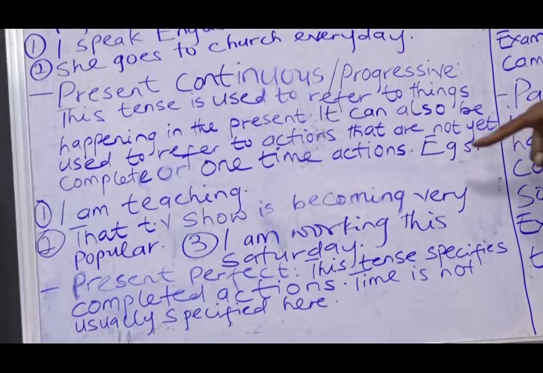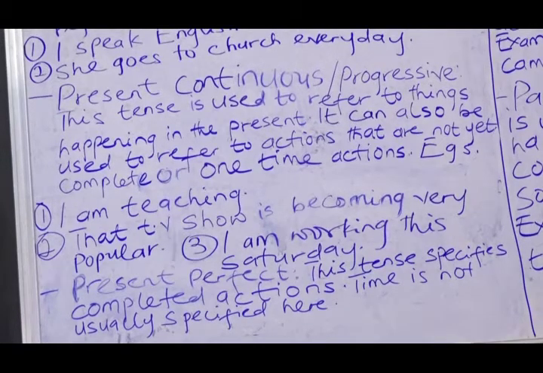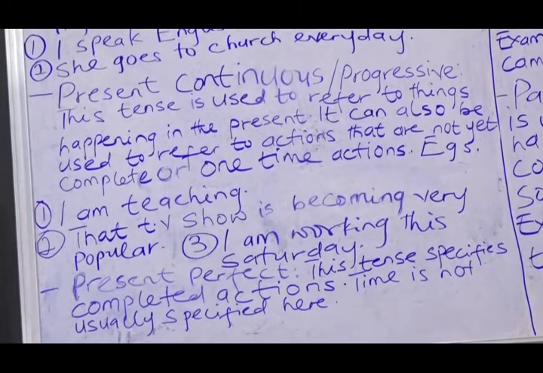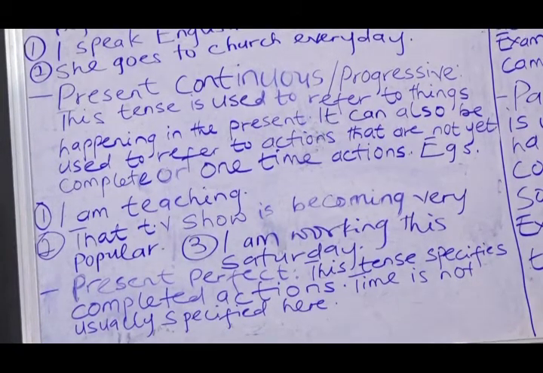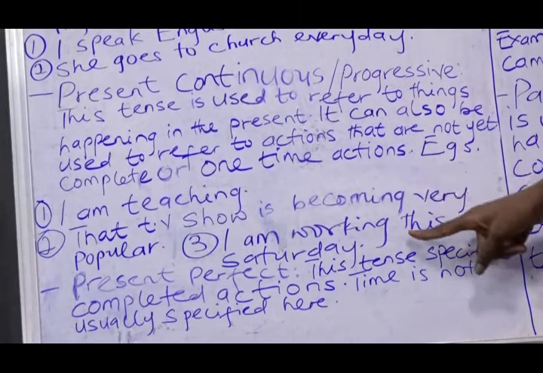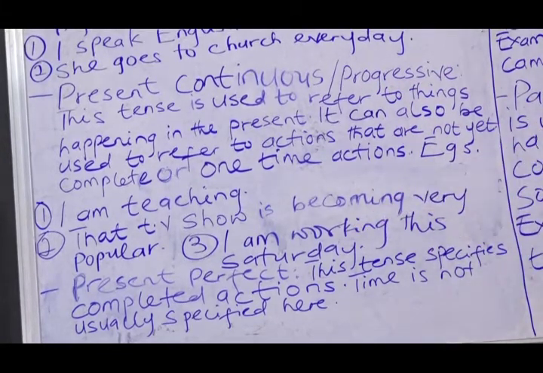Now, you can say for one-time actions, things that you don't do all the time. Maybe I don't work on Saturdays, and then I say, I am working this Saturday. I don't work on Saturdays, but because I am going to be working, this Saturday is an exception. That is why it is in the present continuous. I am working this Saturday.